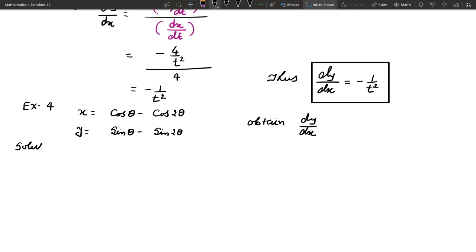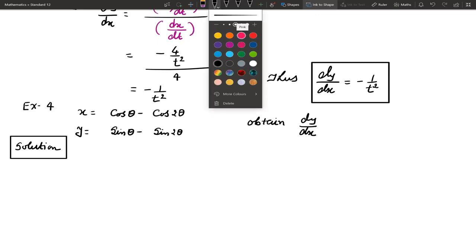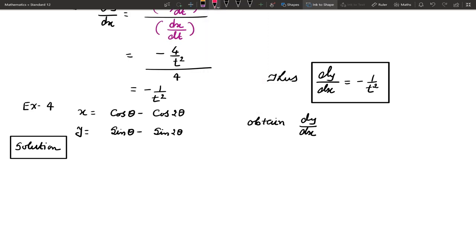So here you can observe that theta is given as a parameter. So x is function of theta, y is function of theta. So dy by dx can be obtained as dy by d theta upon dx by d theta, because here theta is the parameter.